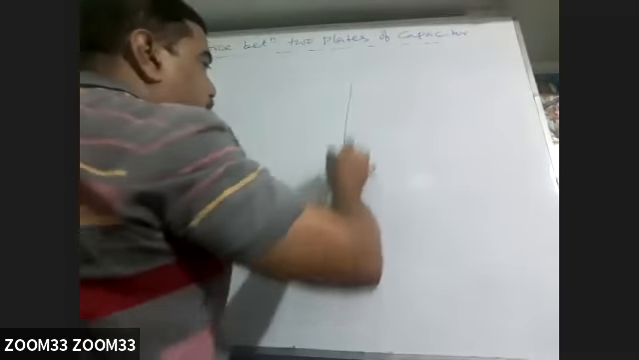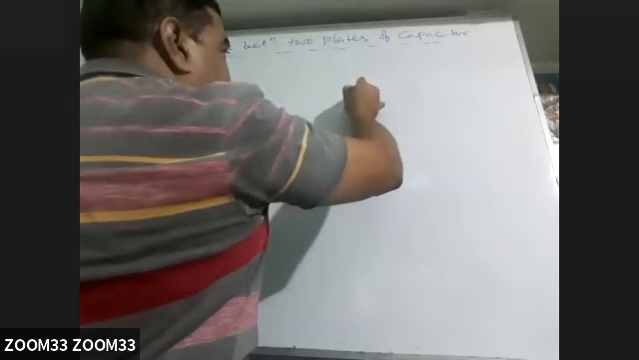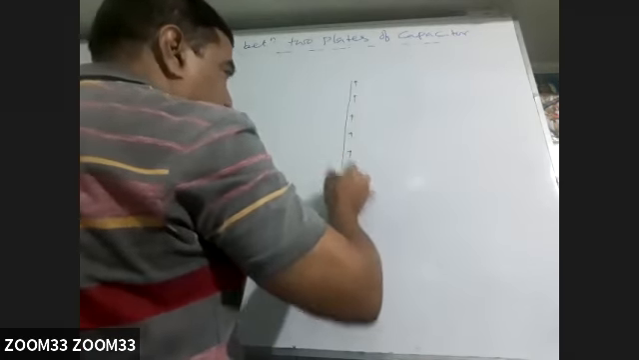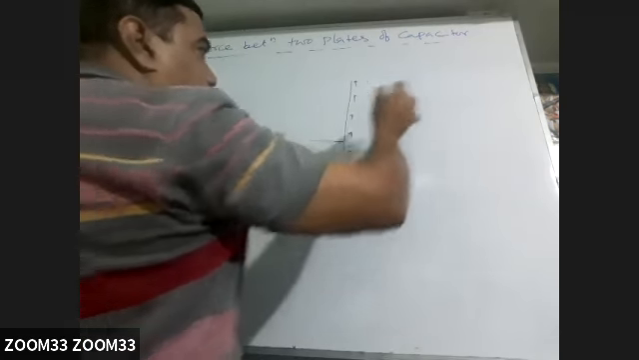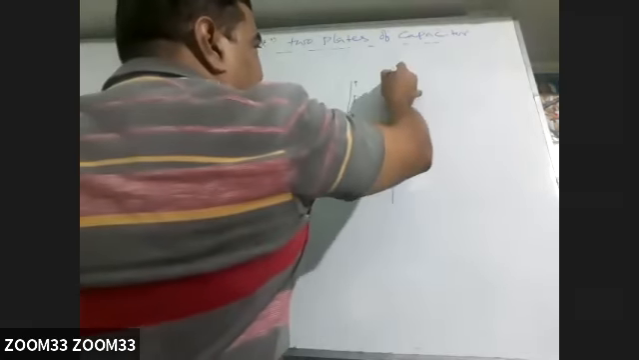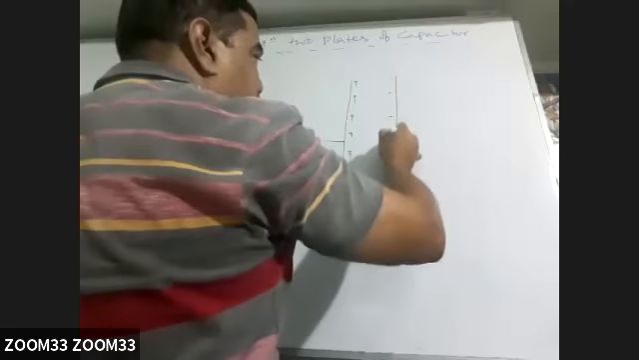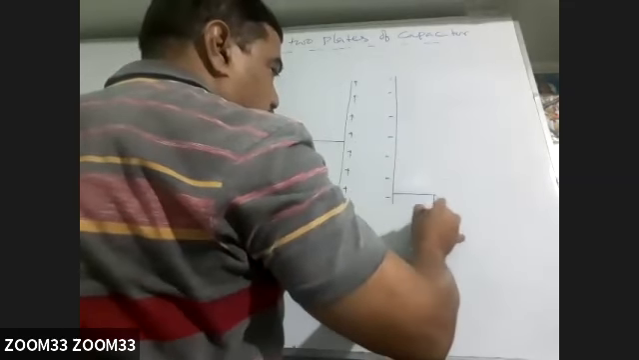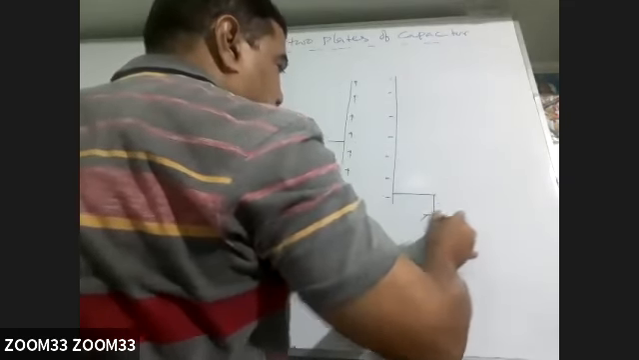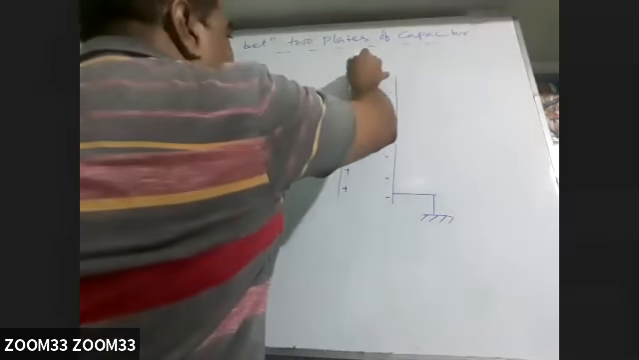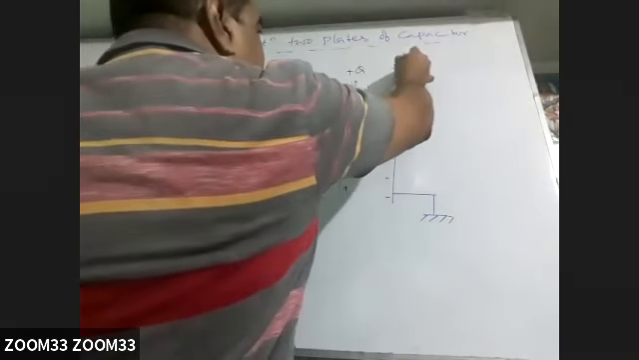So in case of capacitor, what is happening? One plate is supposed positively charged. We call it the charging plate or charge plate. And the other one, we are assuming equivalent opposite charge is induced, and this is connected to earth. So this is, suppose, plus Q charge. This is having minus Q charge.